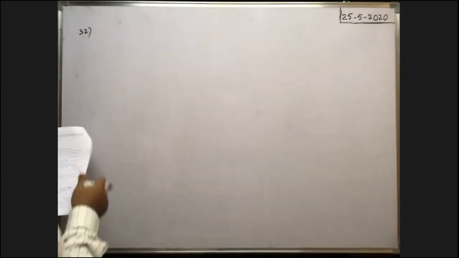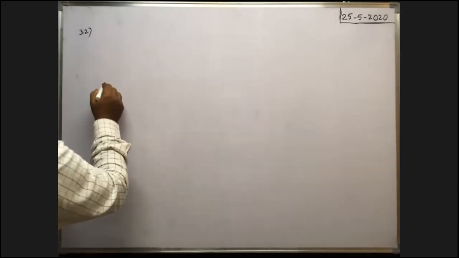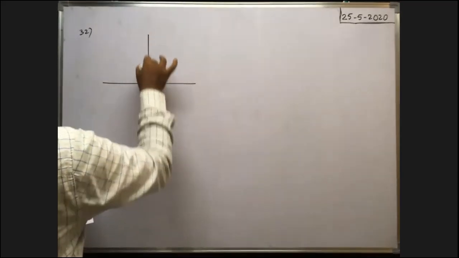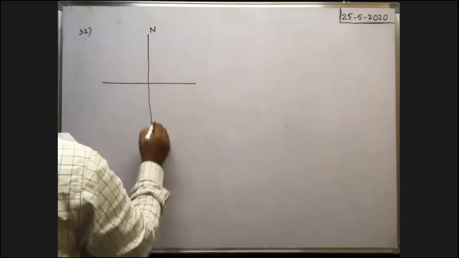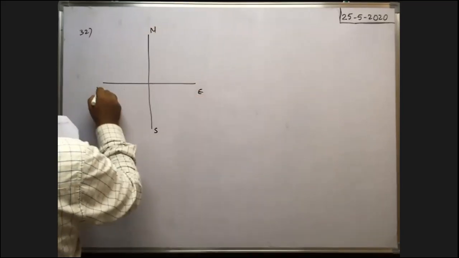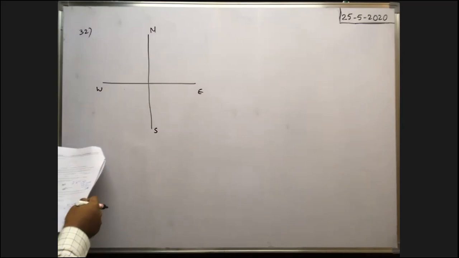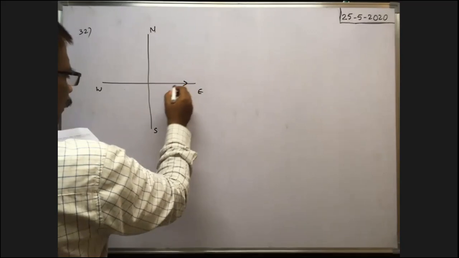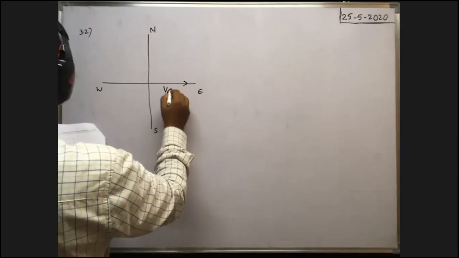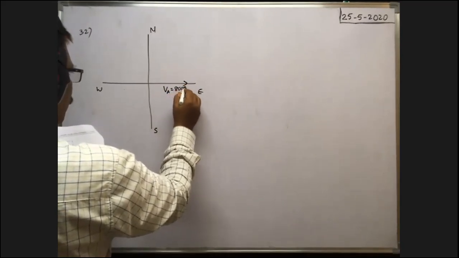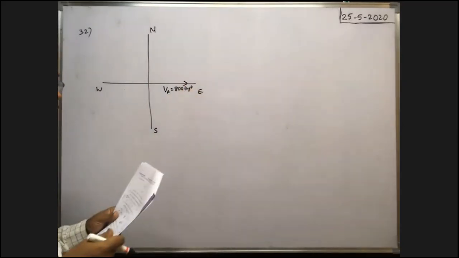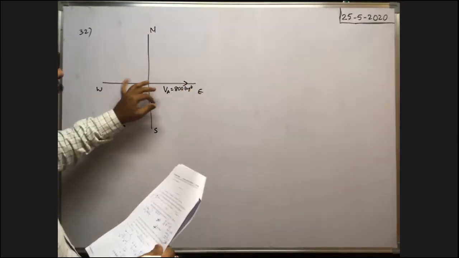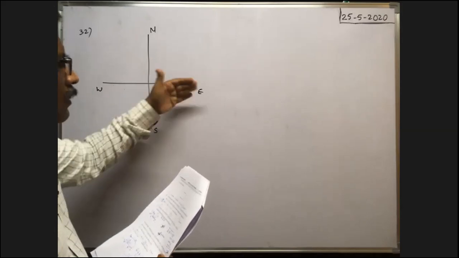The 32nd problem. Passengers in the jet transport A flying east at a speed of 800 km per hour. As the east-north directions are mentioned, just draw the directions: north, south, east, and west. Here, the flight A travels with a velocity VA equal to 800 km per hour due east, or towards east.